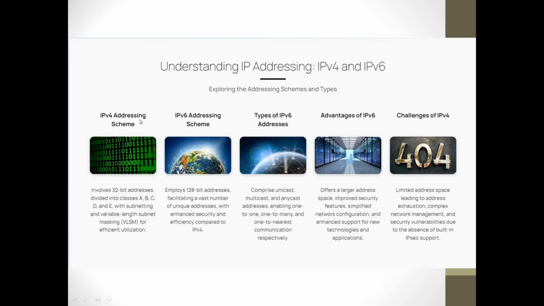This is the difference between the IPv4 and IPv6 addressing schemes. IPv4 uses 32-bit addresses divided into classes A, B, C, D, and E with subnetting, while IPv6 employs 128-bit addresses, facilitating a vast number of unique addresses with enhanced security compared to IPv4. There are other advantages also: it offers a large address space, improves security, simplified network configuration, and enhanced support of technologies. Also, the limited space of IPv4 leads to exhaustion, complex networks, and security vulnerabilities.